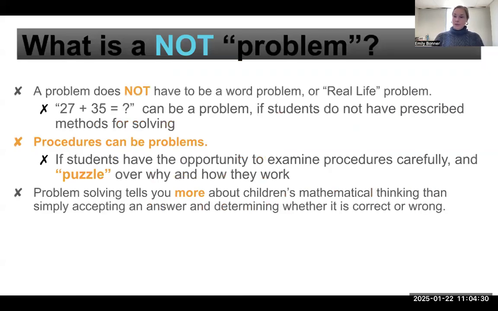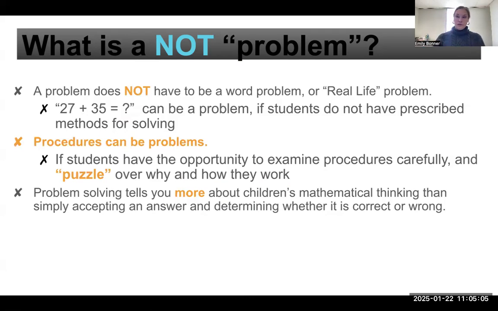It doesn't have to be a real life problem. Even here, I have a problem that normally you'd use an algorithm for, a prescribed method. But if they don't know that algorithm yet, then that is a problematic problem. So if you have a student who's just working on basic facts, and you give them this problem, 27 plus 35, they might use counters to solve it. They might use a hundreds chart. They might just know to add the tens and ones. They might use a place value strategy. So they don't have a prescribed way of doing it. It's a problem.